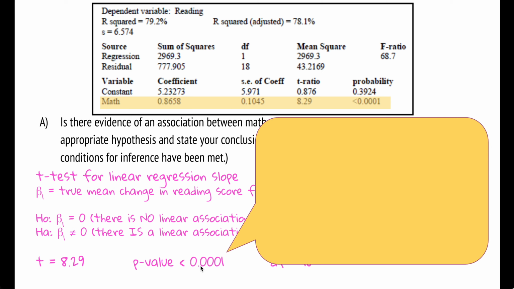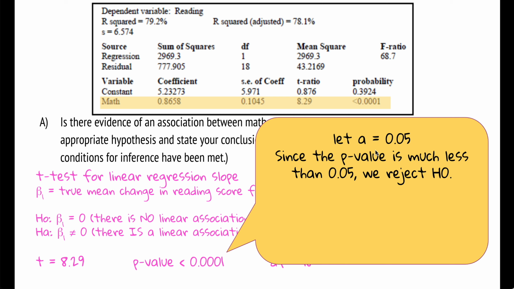And then from there, we write a conclusion. Same way we've always written a conclusion. If p is small, reject the null. If we're rejecting the null, we have evidence of the alternate, and vice versa. So if alpha is 0.05, because they didn't give us one, our p-value of less than 0.0001 is definitely less than 0.05. We reject the null.